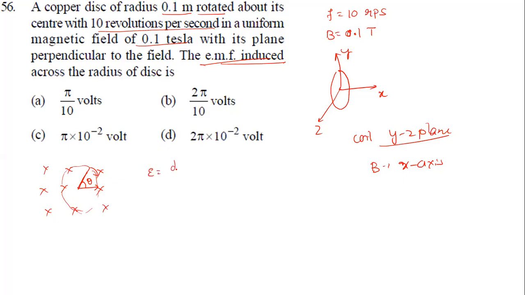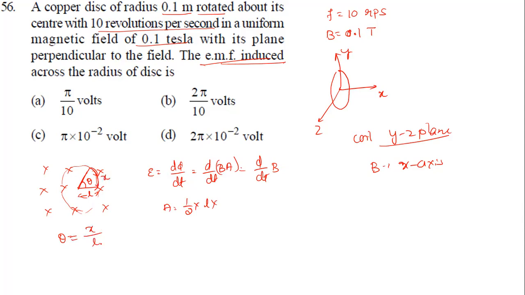E equal to d phi by dt, d by dt of B times A. If there are n number of turns, you multiply by n. So it is d by dt of B times the area. What is the area of this formation? Let's say the length is L. It looks like a triangle, right? The area of a triangle is half times base L into height. This height you should find out. What is the formula for height? Arc length: theta equals arc length x divided by radius vector.